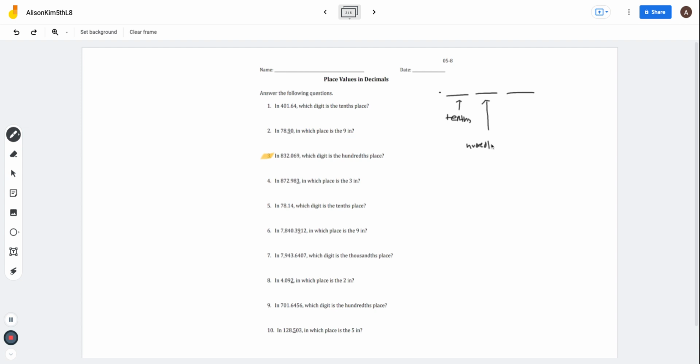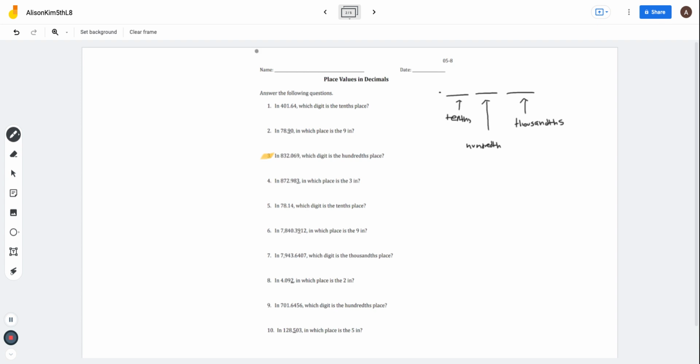So I spelled that wrong. Hundredths. And this third one is going to be your thousandths. Now, there are more numbers. It's going to go to 10,000ths, 100,000ths. But for now, these three are going to be your main focus because it's what this whole worksheet revolves around. So number 3, let's say it again.